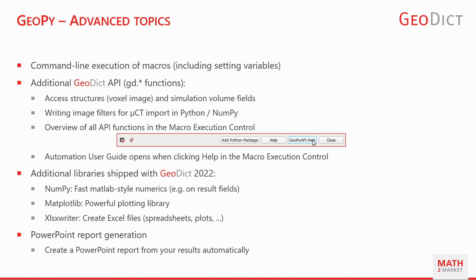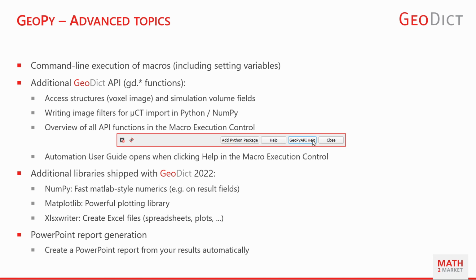Then we also ship a set of popular open source Python libraries, which are installed into the Python interpreter within GeoDict. This includes fast MATLAB-style numerics with the module NumPy that could, for example, be applied to volume fields as the flow field we've seen before. And then we have the powerful plotting library Matplotlib, which is also introduced in the GeoPy Advanced workshop and allows to plot the results in a user-defined style. And of course, the Excel file generator XlsxWriter to create Excel files from a macro.